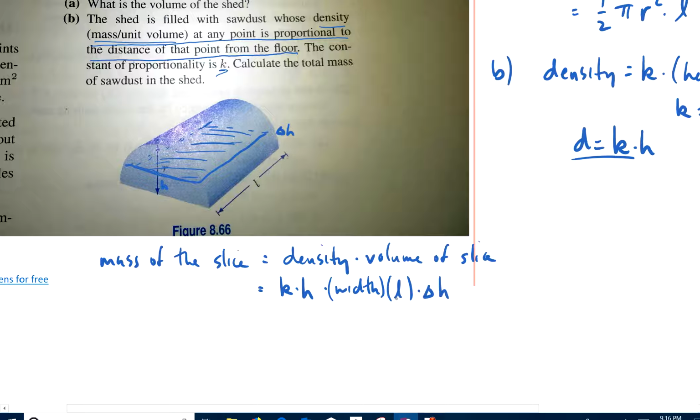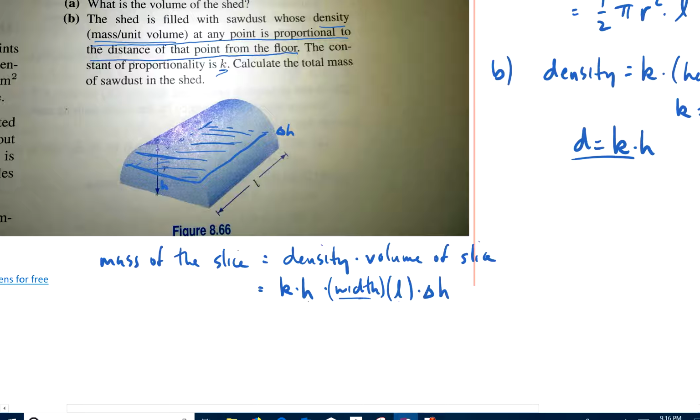Now the reason I wrote it like this is this L is a constant. Is the width a constant? No, this width is changing, isn't it? Because as I get taller, the width is narrower, and as I get further down, the width is longer. But I need to write the width in terms of h. L is a constant, and k is a constant. Well, I'm sorry, h is not a constant. h is my height here. So I'm going to write it in terms of h.